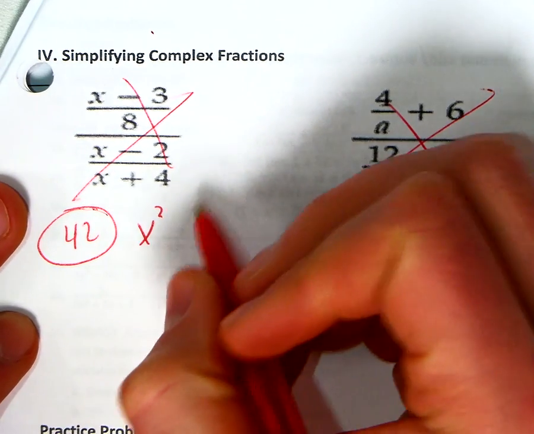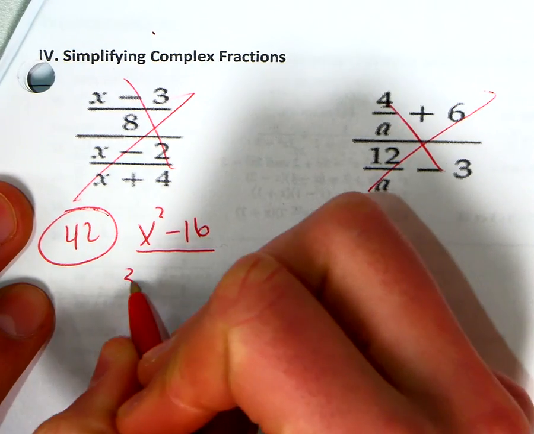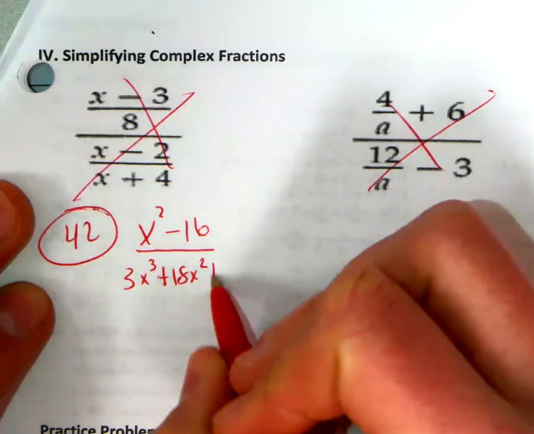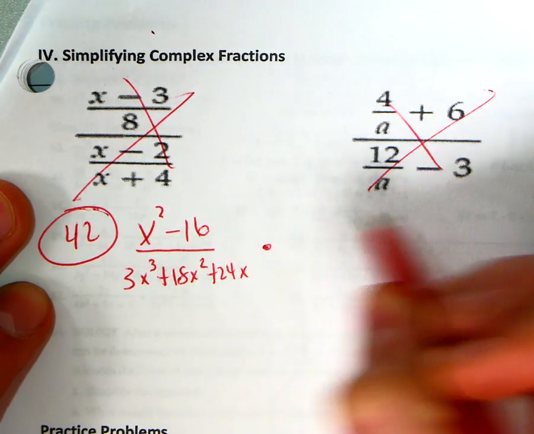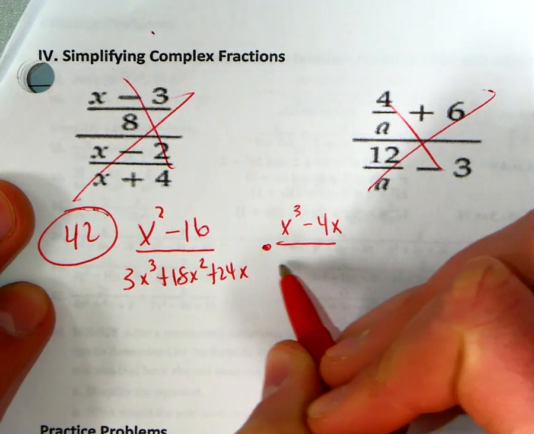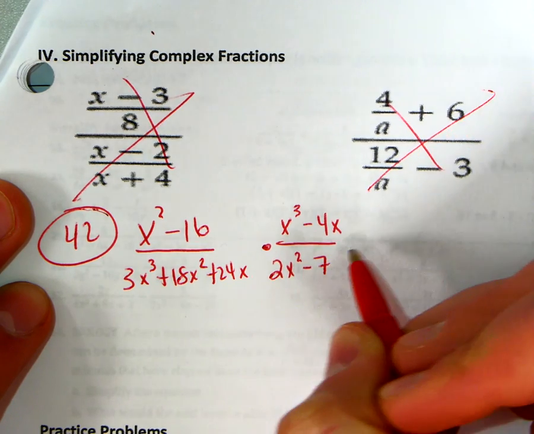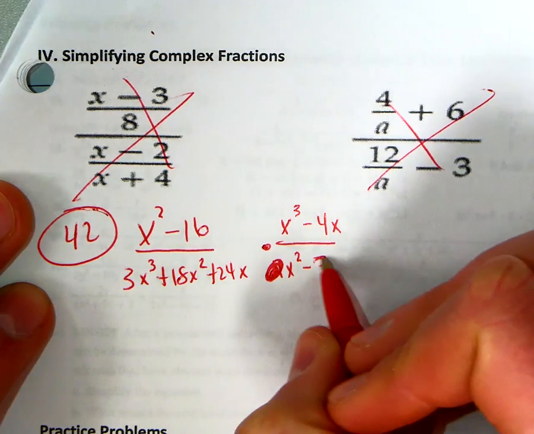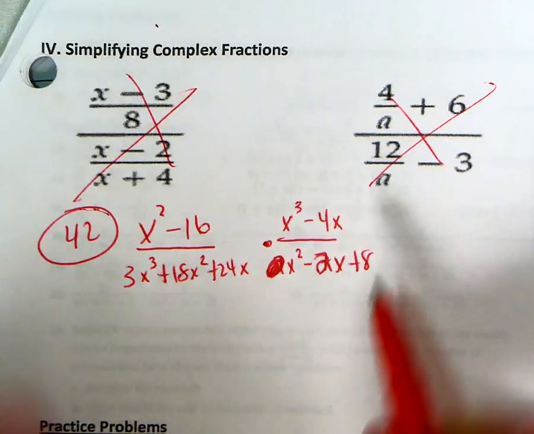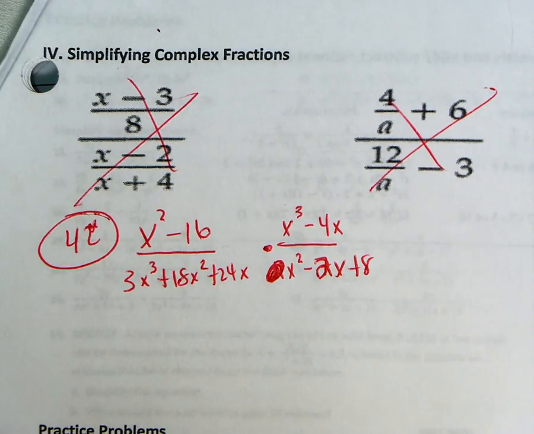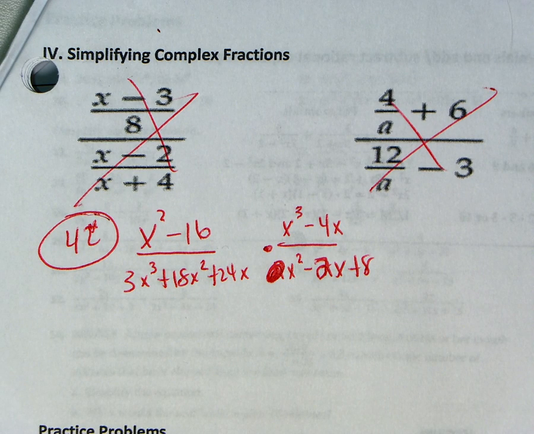So we have x squared minus 16 divided by 3x to the third plus 18x squared plus 24x, multiplied with x to the third minus 4x and x squared minus 2x plus 8. So that's what you should have, x squared minus 2x plus 8. It's not really 42, it's 42 with a little star. I made it a little bit easier. But now, I'm going to go through the steps. It's all about a process, simply going step by step by step.